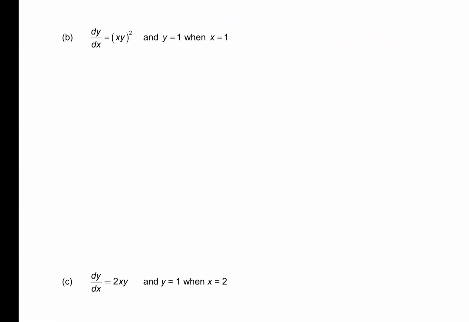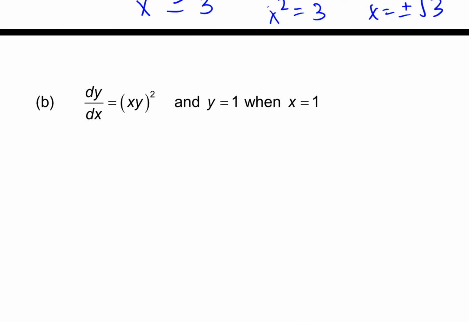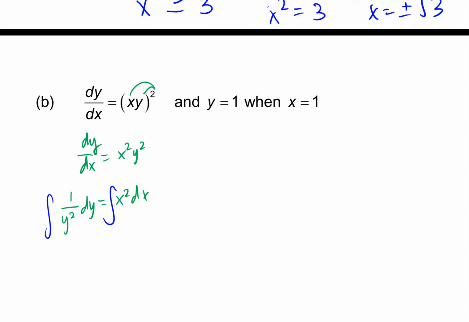dy/dx is equal to x squared y squared when y equals 1 and x equals 1. So the first thing we're going to do, I'm going to write this as dy/dx is equal to x squared y squared. Just to make sure we distribute this to both, I get 1 over y squared dy is equal to x squared dx. Divide by y squared on both sides, multiply by dx. Take the integral of both sides.